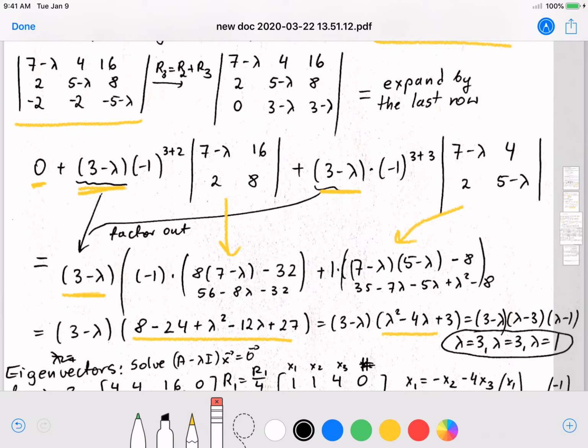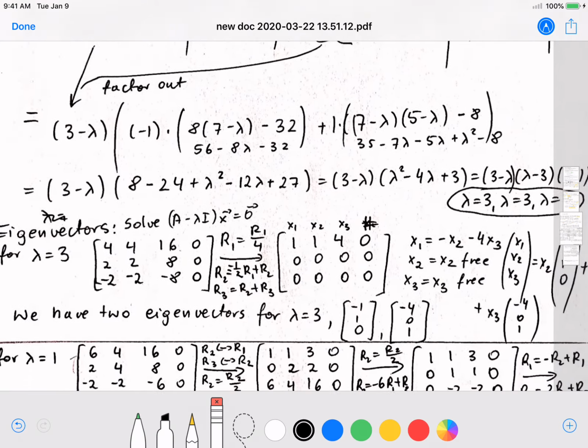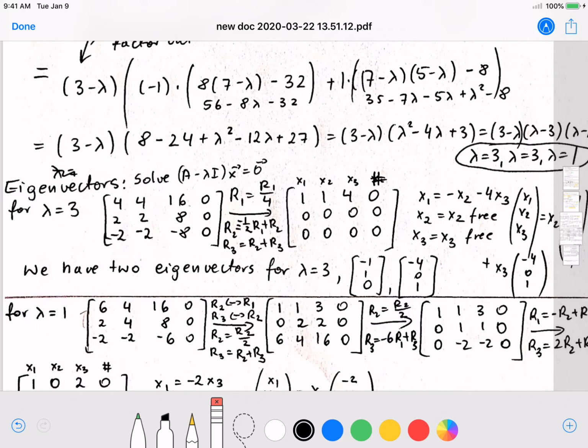So once we find all the eigenvalues, the next step is to find the eigenvectors. So first we're gonna find the eigenvector corresponding to 3. It is more beneficial to start finding eigenvectors for the eigenvalue that has multiplicity 2 or 3, because I can have 2 eigenvectors or I can have 1 eigenvector. If I have only one, then I would not have enough for the diagonalization.